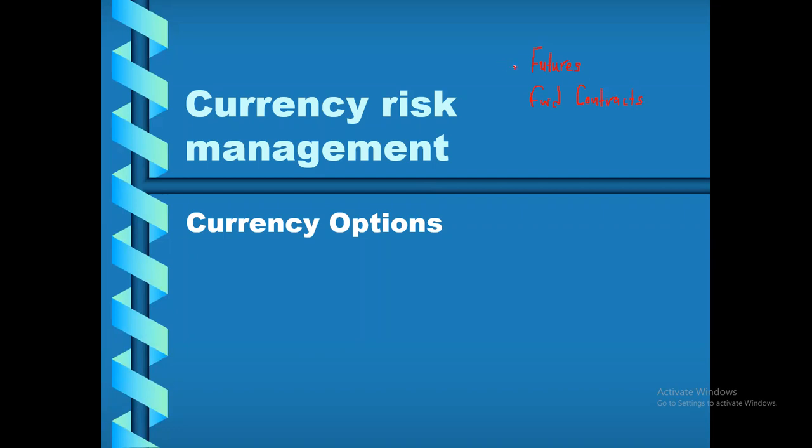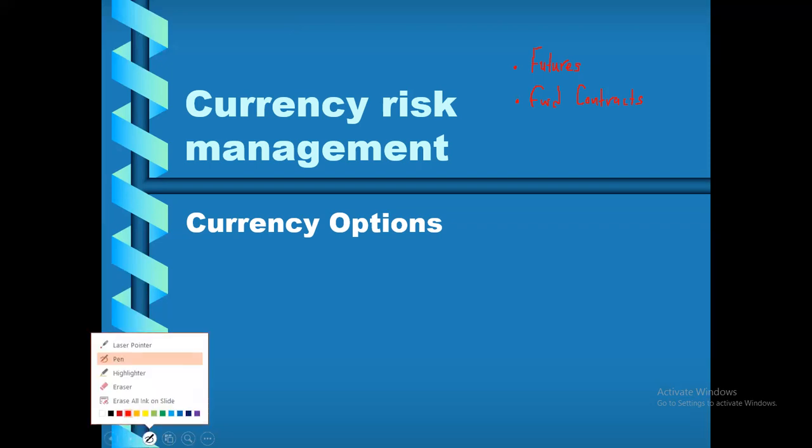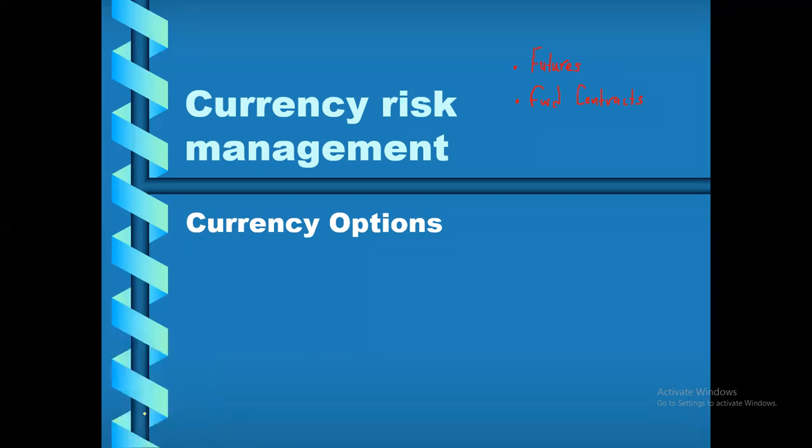What is a common weakness that futures and forward contracts have? Who can help us here? What common weakness are we seeing in these two? What's a common weakness in the currency futures, which we also find in the forward contracts?